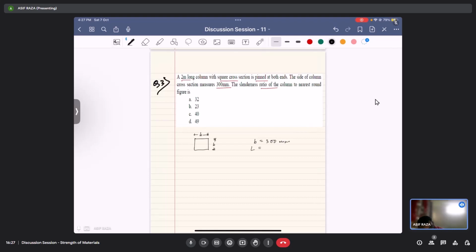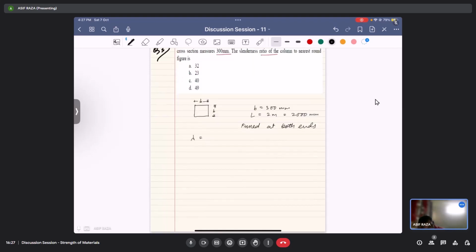Length is 2 meter. I can write it as 2000 millimeter. Now, boundary condition is pinned at both ends, and we need to find the slenderness ratio of the column. To find the slenderness ratio of the column, it's given by lambda is equal to LE upon R minimum, right.